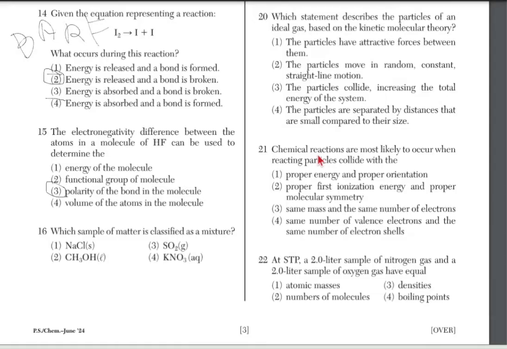Which sample of matter is classified as a mixture? The answer here is 4, because it says that it's an aqueous solution, meaning that it is water that contains one or more dissolved substances.